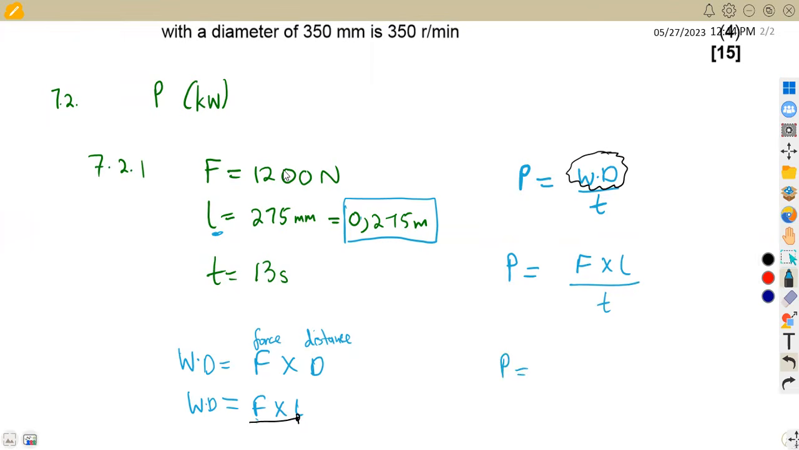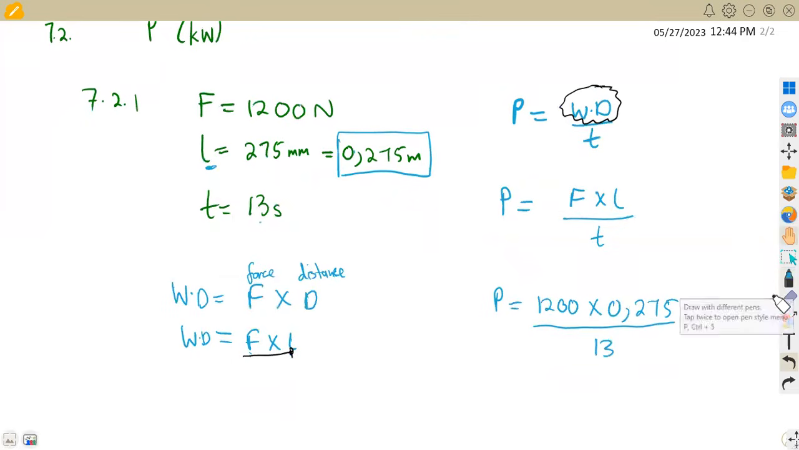Force of 1,200 times the stroke length of 0.275. Make sure it's in meters. Everything divided by the time taken in seconds. That is going to give us the power. Remember, this will be in joules per second, meaning to say we are in watts. So our answer is going to be 253.846, something like that, in watts.